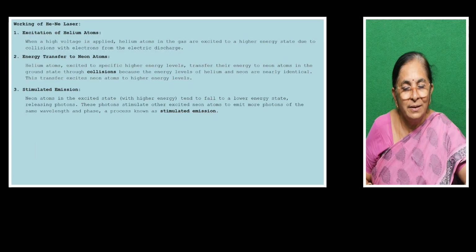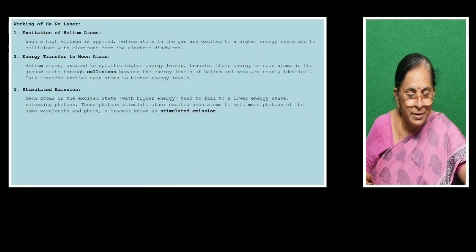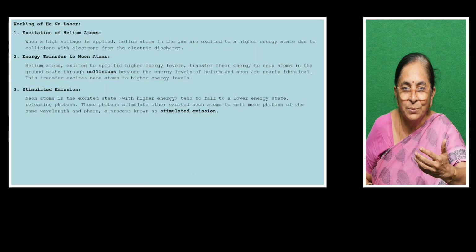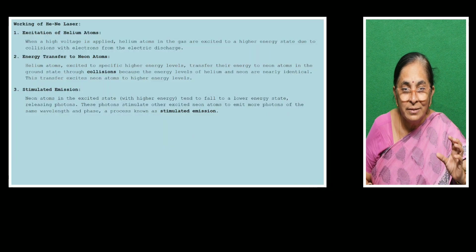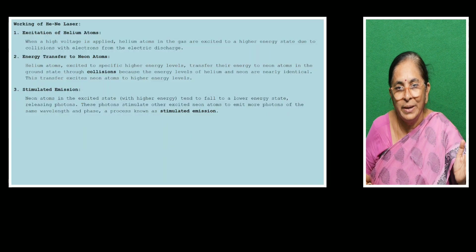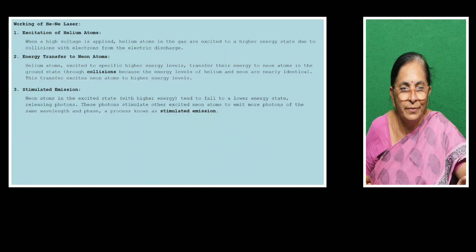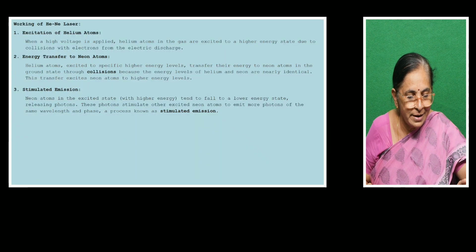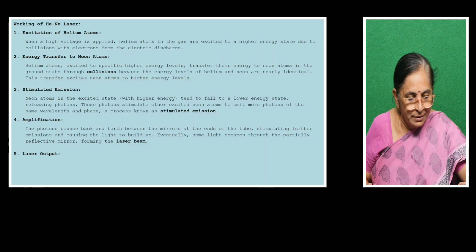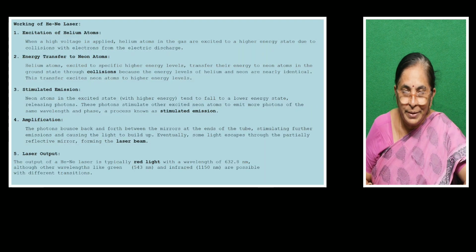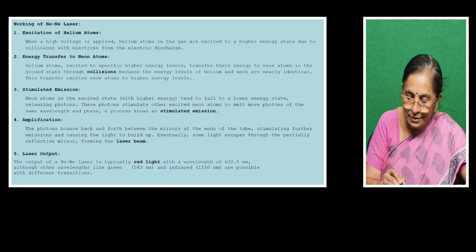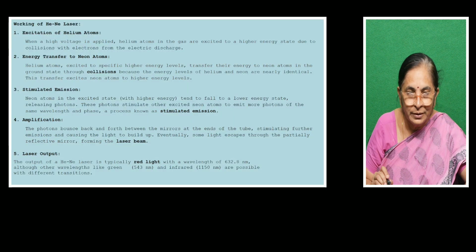Now what happens in the excited states? The neon atoms cannot stay for a longer time. They give up their energy as photons and they come to the lower energy level. These released photons will undergo multiple reflections in the optical cavity, and a laser beam is produced. So the laser output will be a red light having a wavelength of 632.8 nanometer.